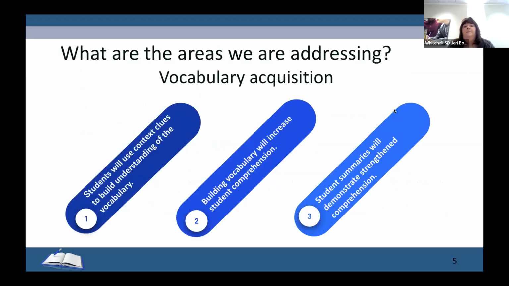So the areas that we were addressing, we were looking at students using context clues to build understanding of vocabulary. We wanted to take a look at how building their vocabulary will increase their comprehension, and then how that will impact their writing. That was the focus that we chose since our last webinar. We find that vocabulary is one of those things that constantly pops up as a weakness. In our content and curriculum, we don't have a specific vocabulary curriculum.